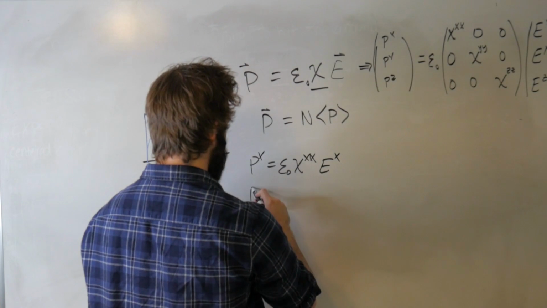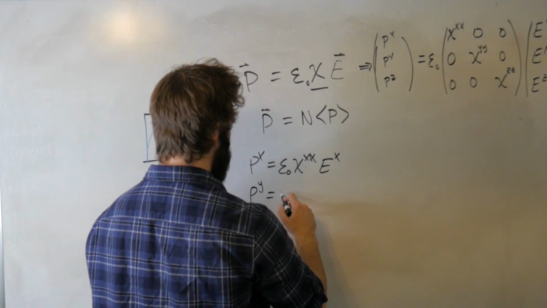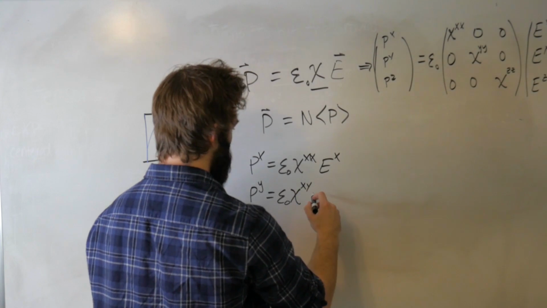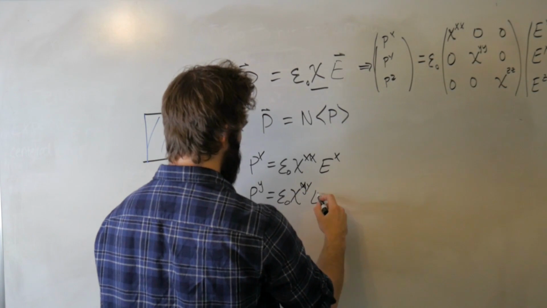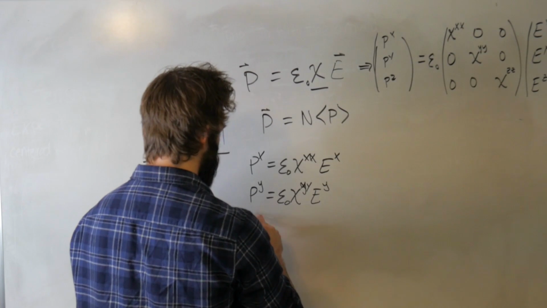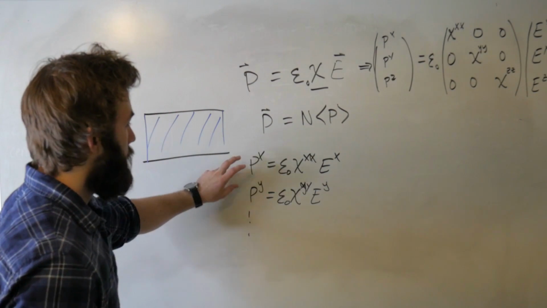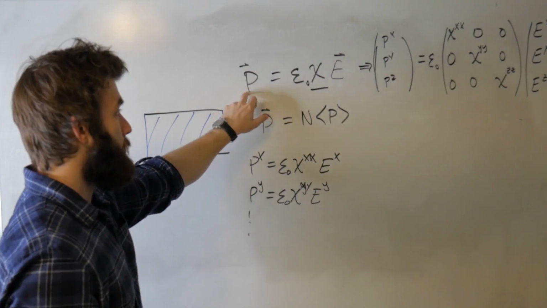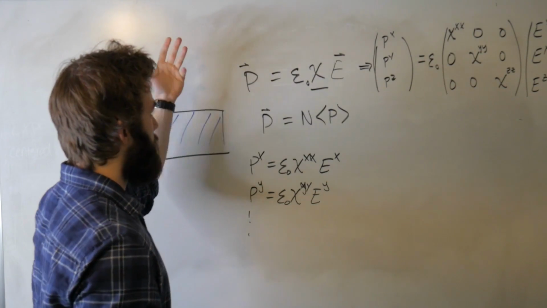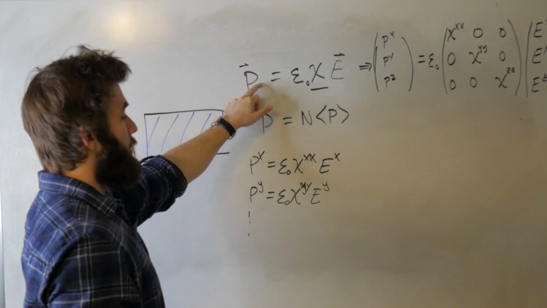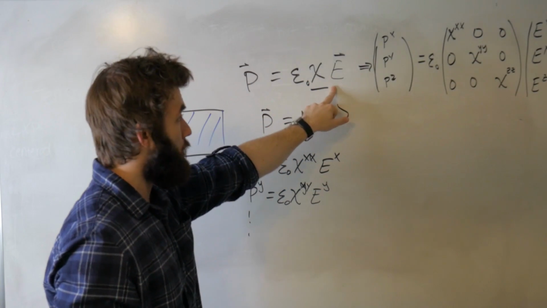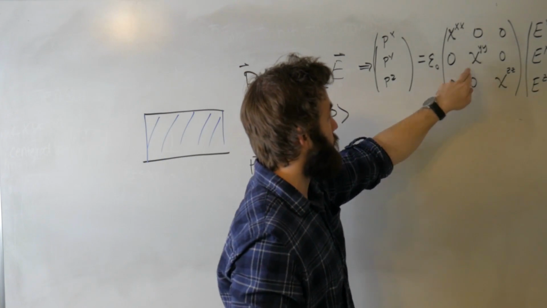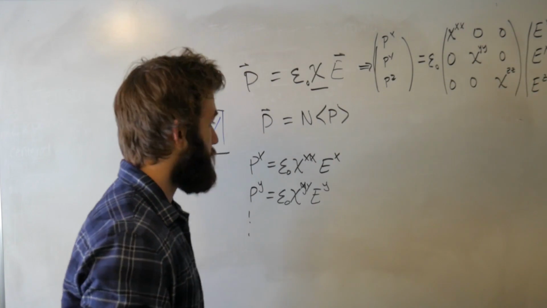We have py equals, oops, this is yy, ey, and so on for pz. Now what I'm saying is that I want a way to generalize this to if P depends on more than just, or say the ith component of P depends on more than just the ith component of the electric field. Well, what that means is that we're going to have to introduce some off-diagonal components to this matrix.